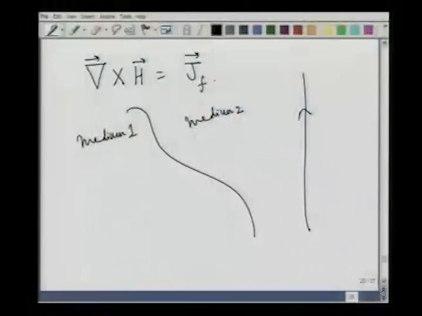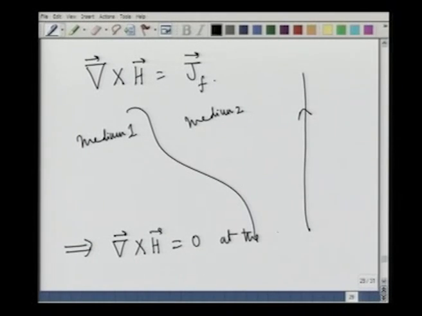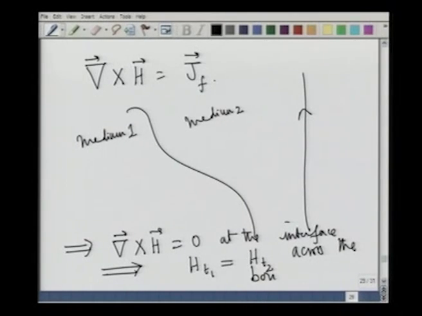Now, clearly J free is not sitting at the boundary. Is that part clear? Therefore, this implies curl of H is equal to 0 at the boundary interface. If there were a current at the interface, again we know how to evaluate that. So what does it tell me? This immediately tells me that the tangential, or parallel, component is the same across the boundary. Either you write T1 equals T2, or you write H parallel 1 is equal to H parallel 2 across the boundary.